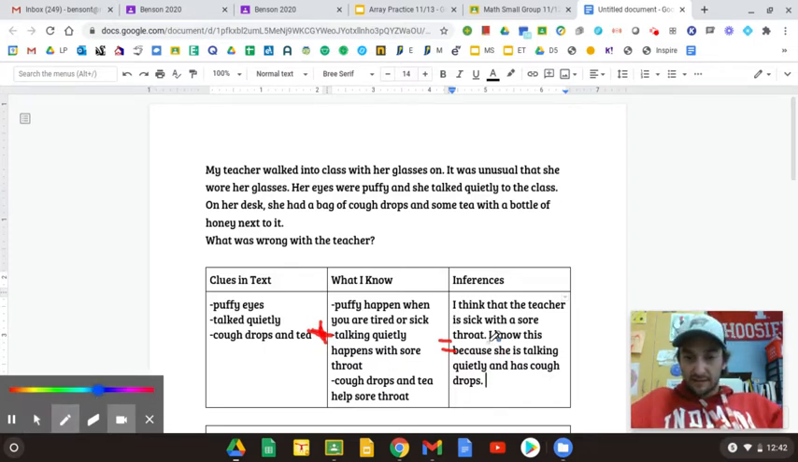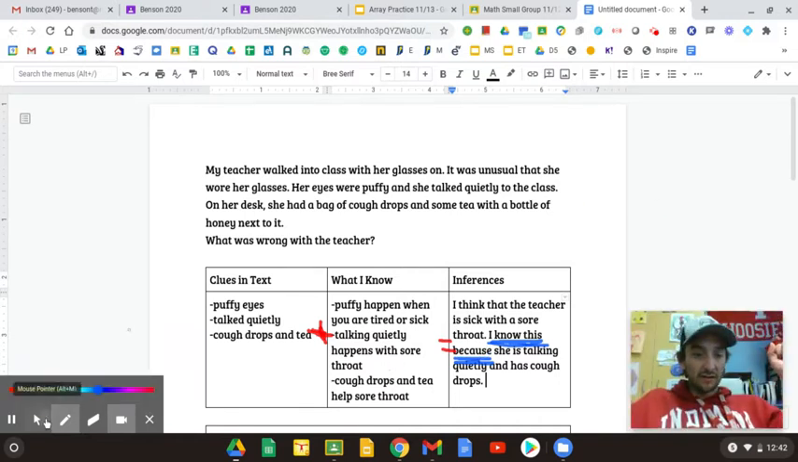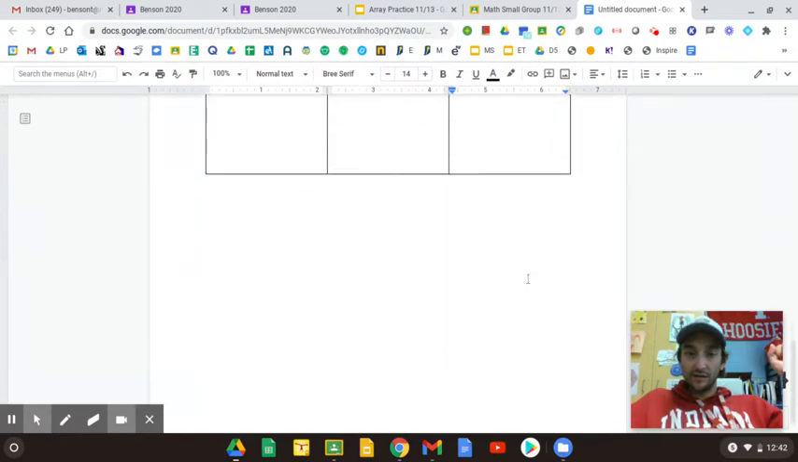This last sentence here, I know this because. Whenever we're giving an explanation with evidence, we start with, I know this because. Okay? That's your explanation. So whenever I ask for two sentences with evidence, you're going to give me this. I know this because. And that's where you introduce that evidence. Okay, let's try another one here.